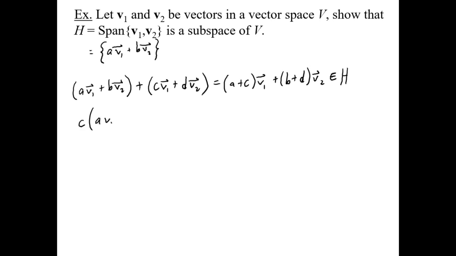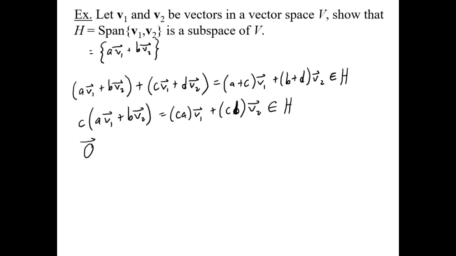Multiplying by a coefficient c would be ca times v1 plus cb times v2. Once again, hey, look, a coefficient times v1 plus a coefficient times v2. Yep, that's in H. And the last question is that zero vector. Well, if I did 0 times v1 plus 0 times v2, well, let's see. The coefficients can be anything, right? Coefficients can even be zeros, as we have here. The zero vector is in H.